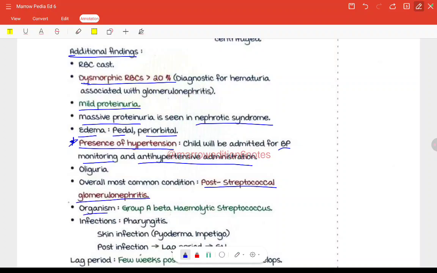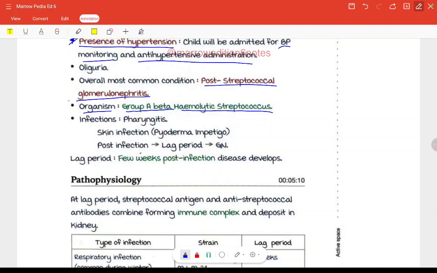Organism which is associated is the group A beta hemolytic streptococcus, right? Now coming to the infection, there is pharyngitis. Skin infection is pyoderma and impetigo. Post infection is lag period, then glomerulonephritis. In the lag period, few weeks post infection disease develops.